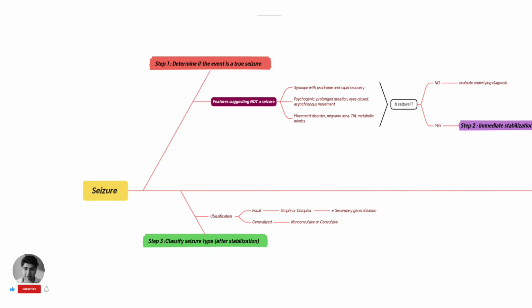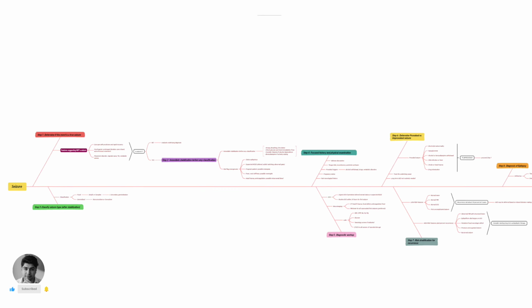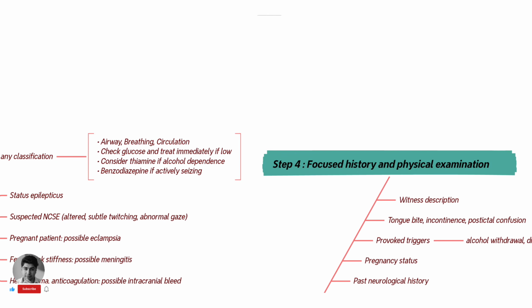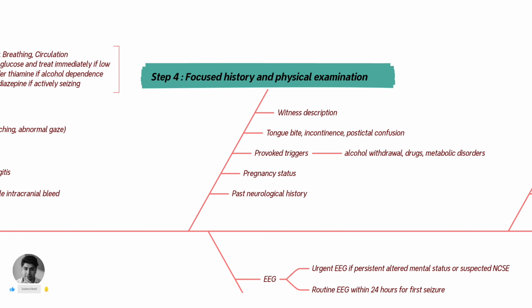Section 4 from the chart: focused history and exam. Look for provokers: alcohol withdrawal, infection, toxins, missed sedatives, metabolic issues, trauma, pregnancy. Ask witnesses about focal onset or automatisms. Examine for deficits suggesting structural lesions. This patient drank last night but no trauma or fever, so both provoked and unprovoked remain possible.